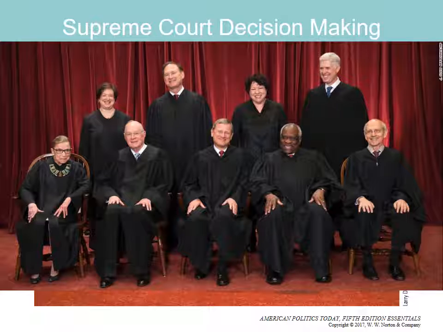As of the fall of 2017, the justices were, from front row from the left: U.S. Supreme Court Associate Justices Ruth Bader Ginsburg, Anthony M. Kennedy, Chief Justice John G. Roberts, Associate Justices Clarence Thomas and Stephen Breyer. Back row from left, Associate Justices Elena Kagan, Samuel Alito Jr., Sonia Sotomayor, and Neil Gorsuch, the newest justice.